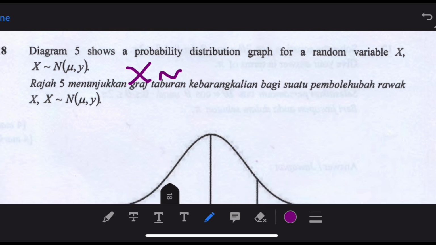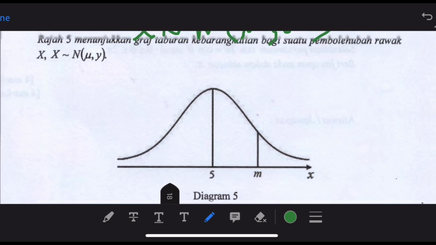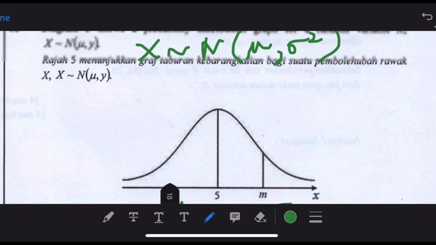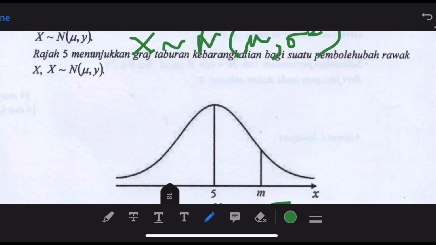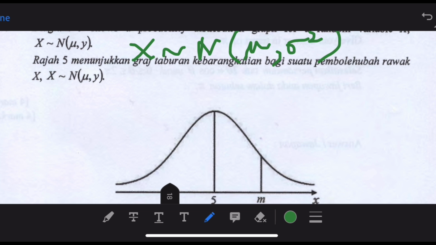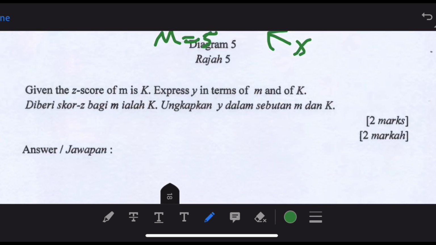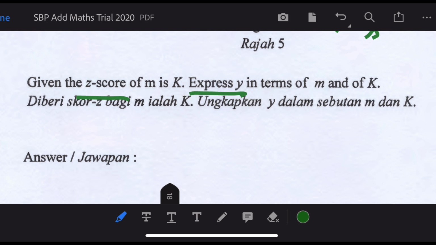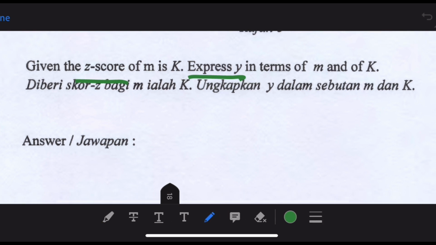Okay, for this question, now this is a normal distribution with the x is given as mean and the variance. So the y is a variance. That means the standard deviation will be square root of y. So you are having mean, which is 5, and the x score is m. So, and then the question say you have to express y in terms of m and k. Then the z score was given. Z score is k. So you need to express y in terms of m and k.